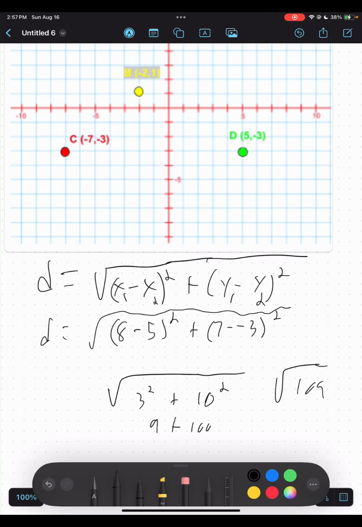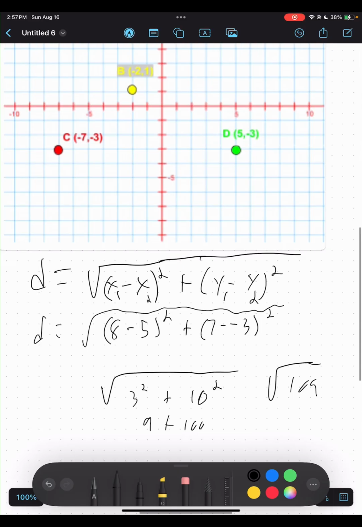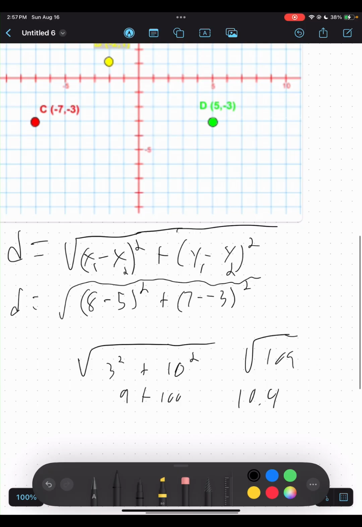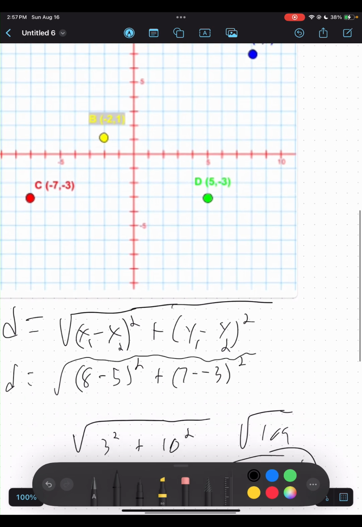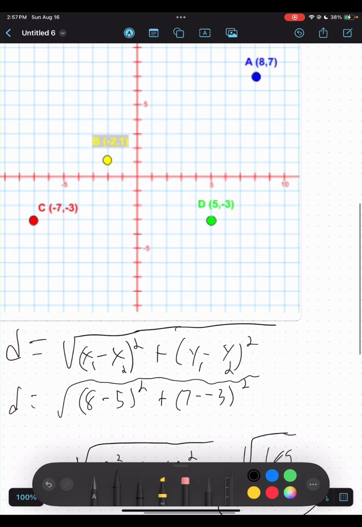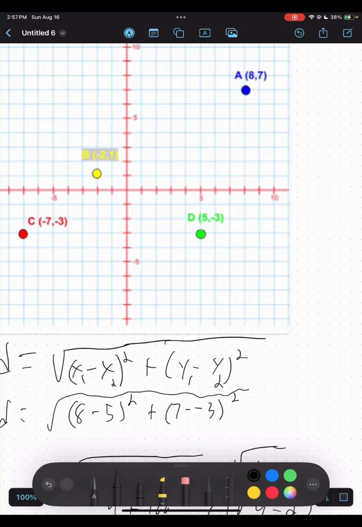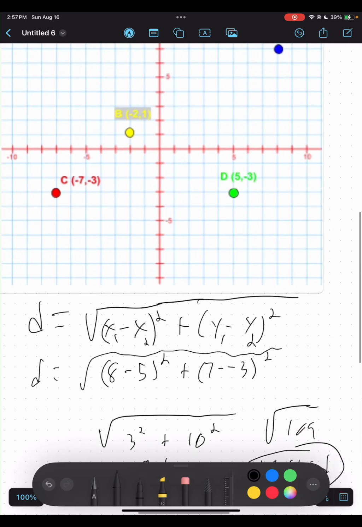Take out my calculator, I'll round it to a decimal point. 10.4. 10.1 was a little bit of an undershot estimate. So 10.4 units is our distance here. So really quick, I want to show you guys what we actually just did. What we effectively have done is found the distance by using the Pythagorean theorem.